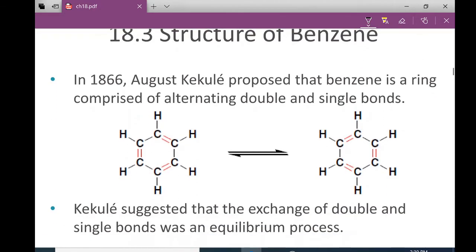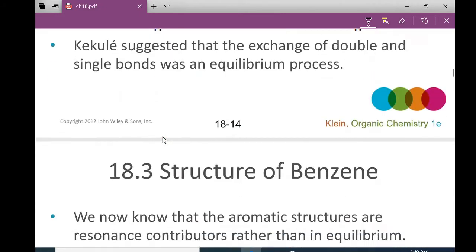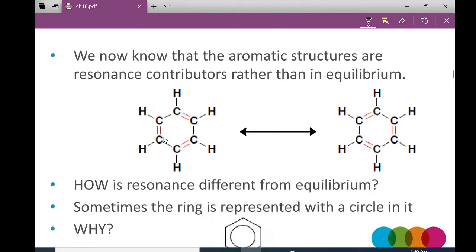Alright, so let's talk about the structure of benzene a little bit. August Kekulé in 1866, he's the one who first proposed the structure of benzene, and he said that a benzene ring is comprised of alternating single and double bonds, and he was right. They are alternating single and double bonds, but he thought that a benzene ring flipped back and forth from a conformation like this to a conformation like this, where the bonds flipped from, say, being here to being here. And he was really close, but the truth is somewhere in the middle.